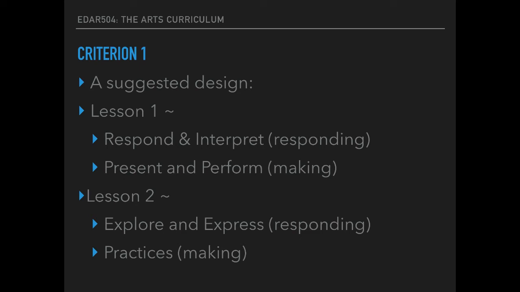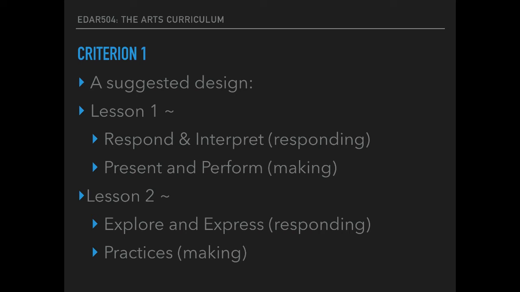So remembering that in the arts curriculum, not only do you have those 4 strands, but you've got responding as a main way of operating, so student as audience, and you've also got making, so student as artist. So you could have respond and interpret as a strand dealt with a responding activity, and present and perform dealt with as a making activity.